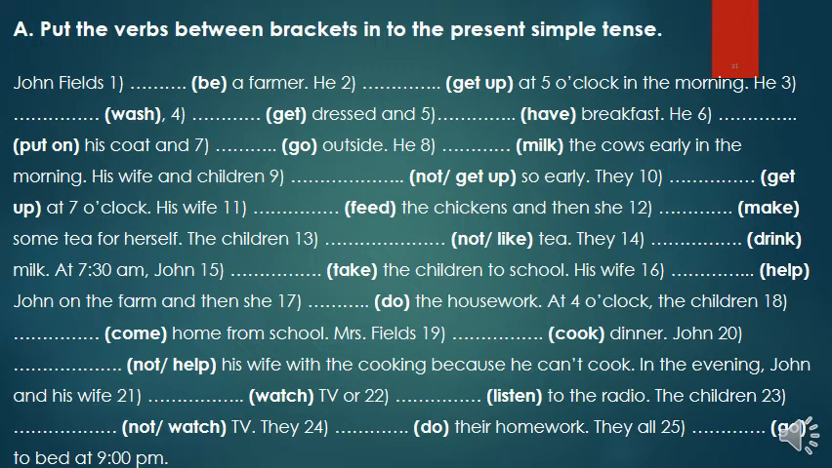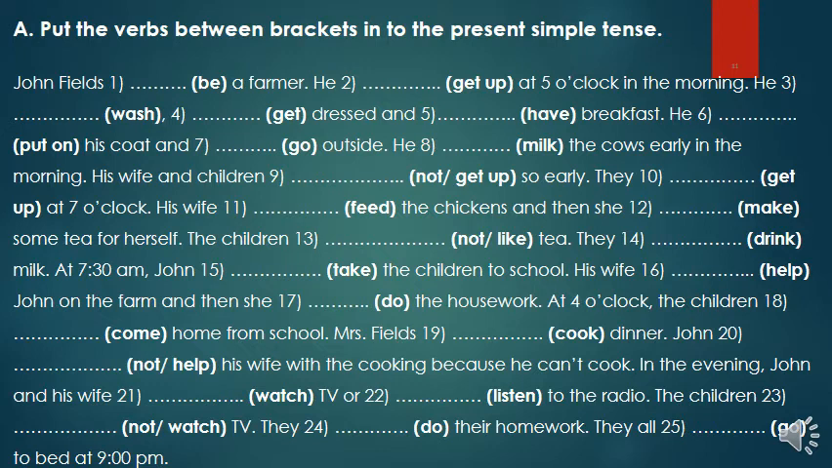The children don't like tea. As we said before in number 9, not is either do or does. Children is not a singular noun, it's a plural noun. So we cannot say the children doesn't like, it's the children don't like tea. They is a plural pronoun, so we do not say they drinks, we say they drink milk.